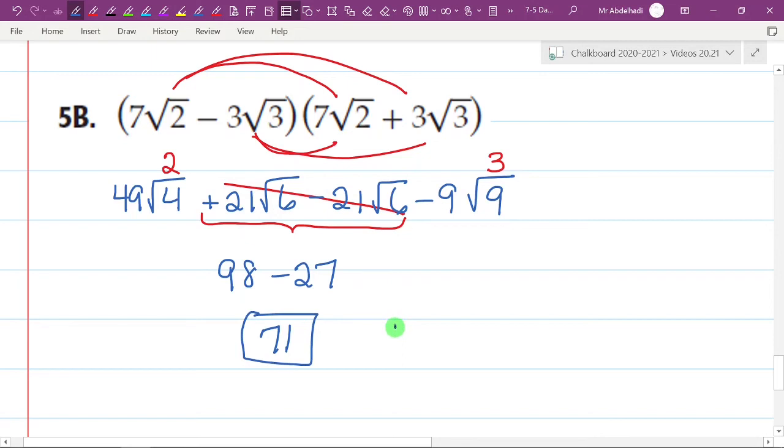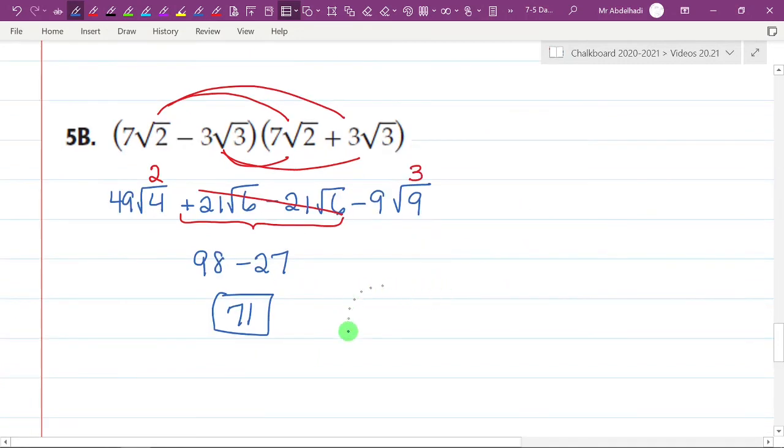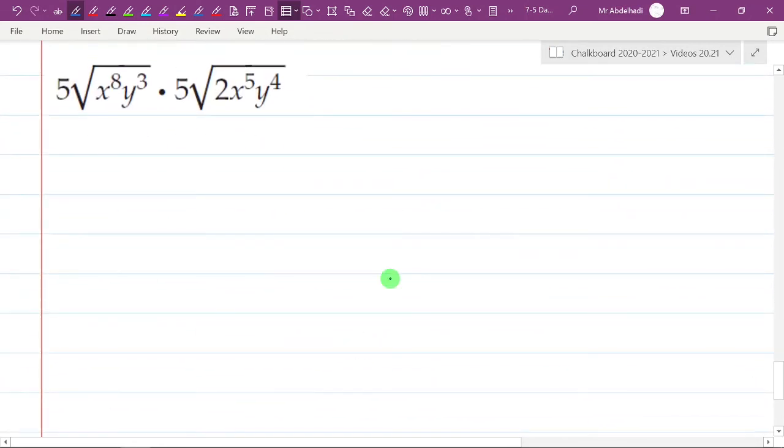A simple number with no radicals in it, which is what I predicted, because when you see that they're conjugates, that's going to happen. Everything, all the radicals will cancel out. Okay, last one here. So we got ourselves two monomials, okay?